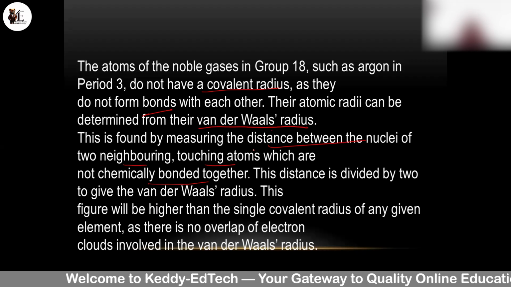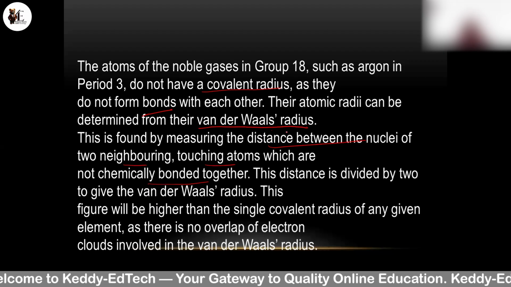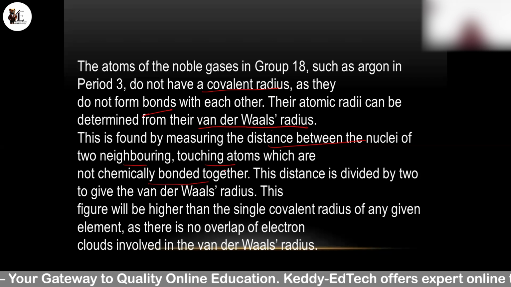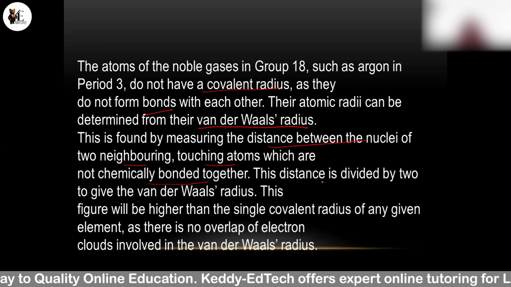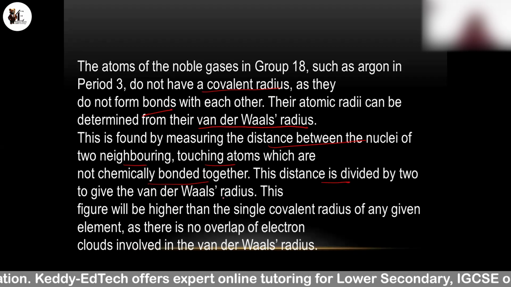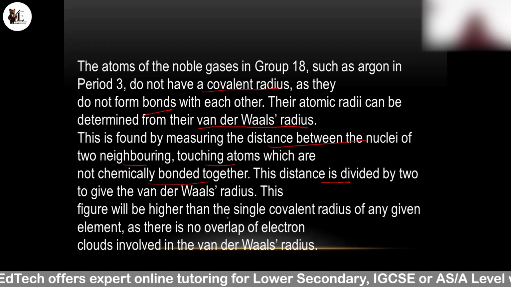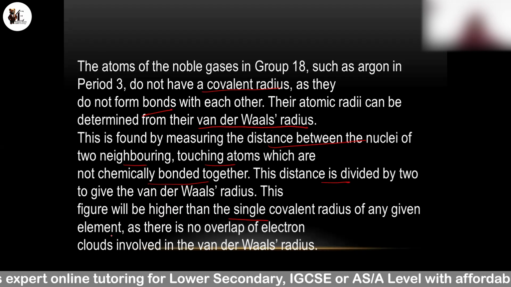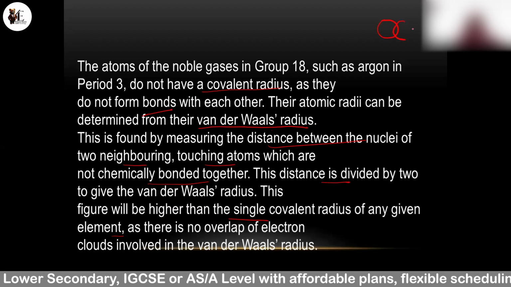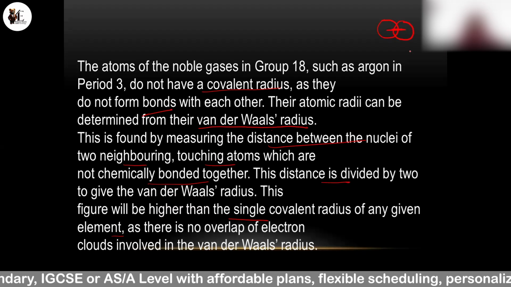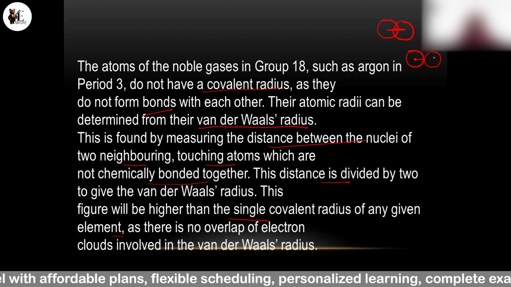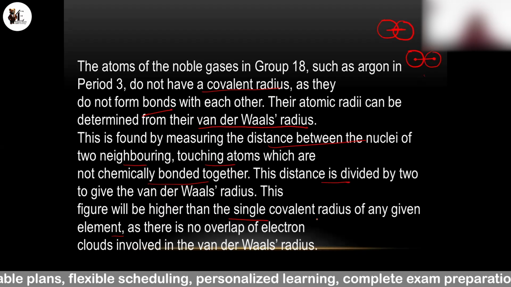In the covalent radius, atoms are bonded, they are into one another, but for the van der Waals radius, like group 18 atoms, they are just touching and not chemically bonded. This distance is divided by 2 to give the van der Waals radius. This figure will be higher than the single covalent radius of any given element, because in a covalent bond the atoms overlap, while in van der Waals they are just touching and not forming bonds.